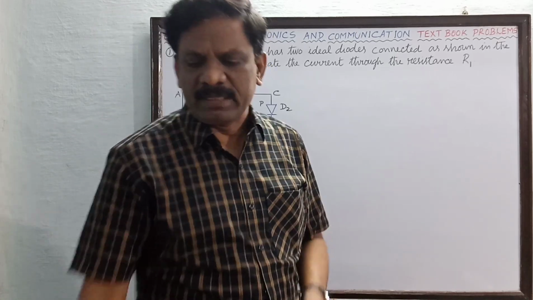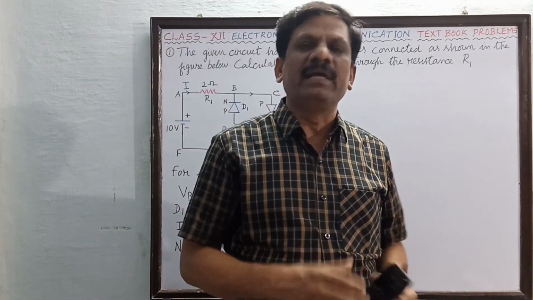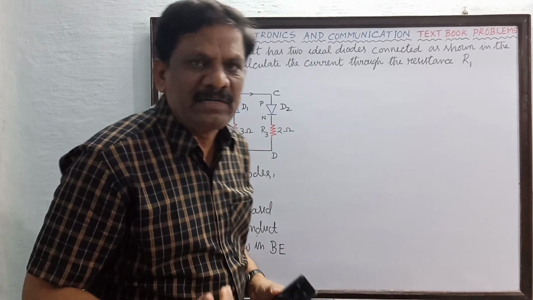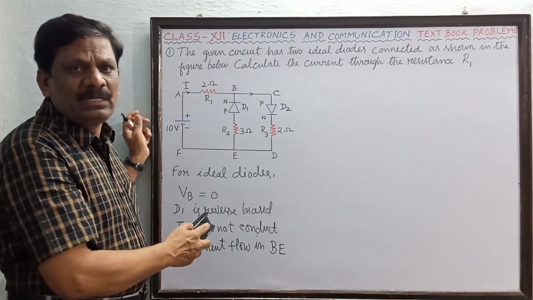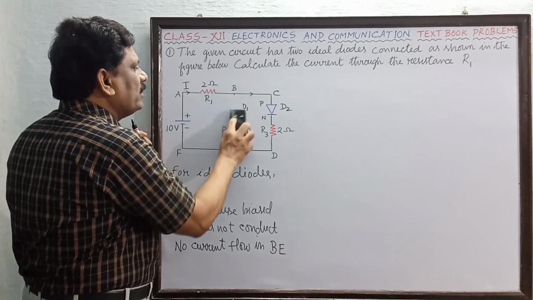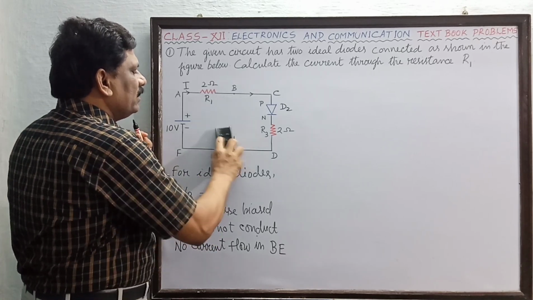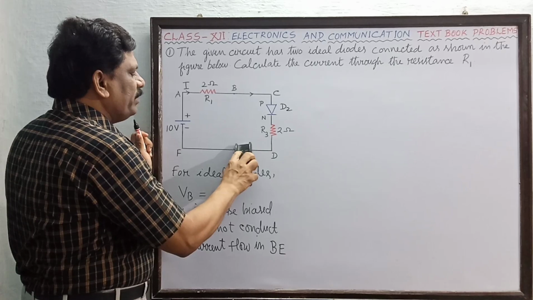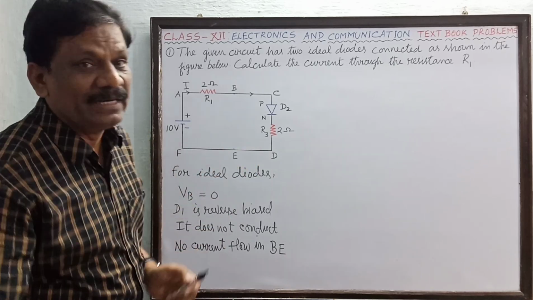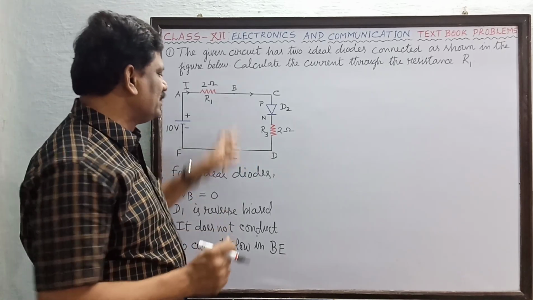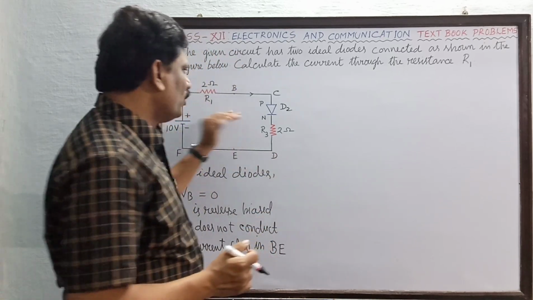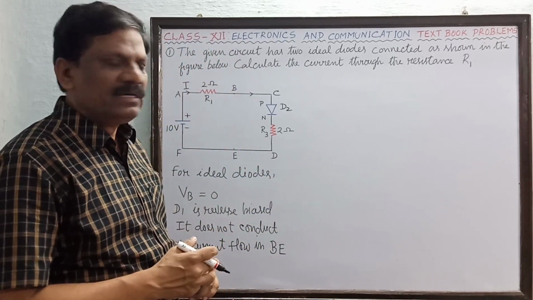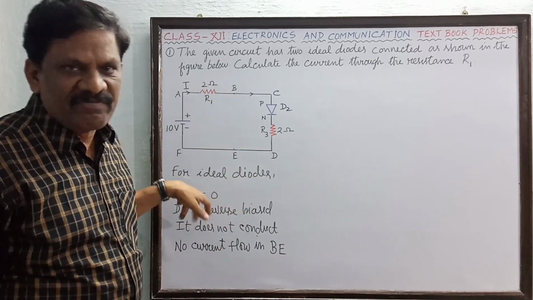So when there is no current in that branch, what can we do? We can remove that part of the circuit because no current is going to flow from B to E. Therefore, I am going to remove this branch BE. Now it is opened. Did you understand why this branch BE is opened? Because there is no current. So I have removed that portion B to E. Now the circuit is simplified.